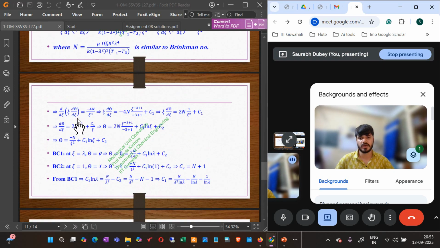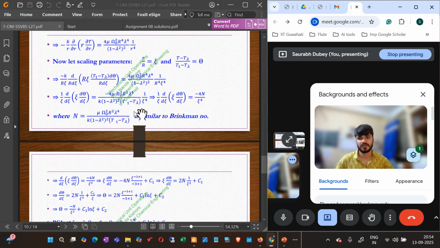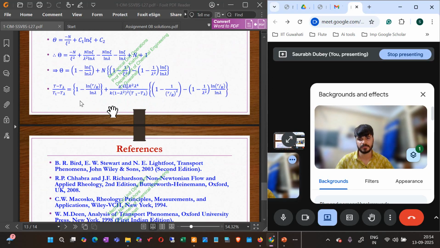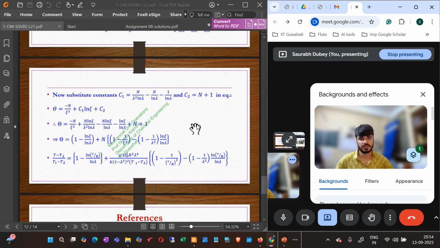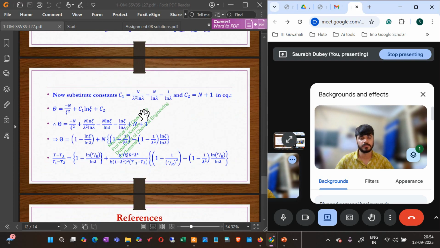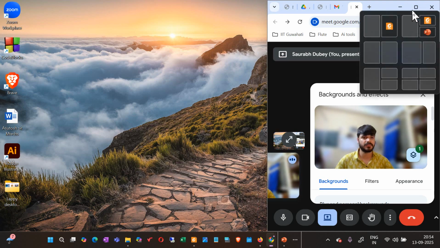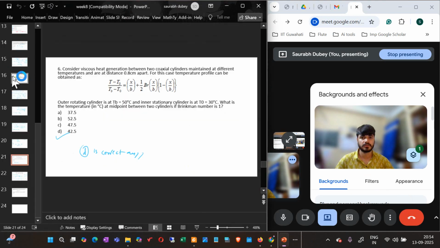So now when you solve it and change the parameters for the given scaling parameters, finally you will get this particular expression for the temperature distribution. Here you have considered the effect of curvature, right? So let us just solve the last question that is there, and then we will be revisiting our final derivation, right? So let's see the last question.